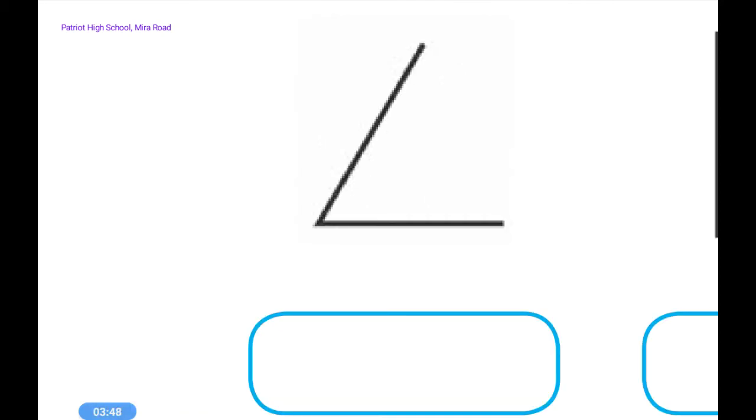We have to identify the angles. A right angle would be here. This line would represent a right angle, but it is less than a right angle. So this is an acute angle. So we write an acute angle.